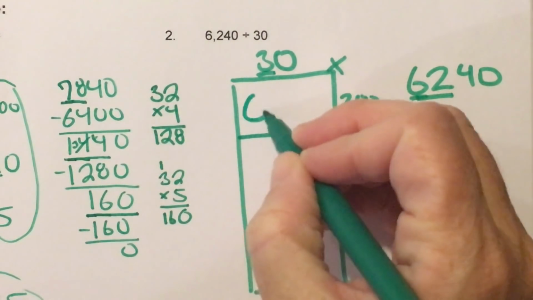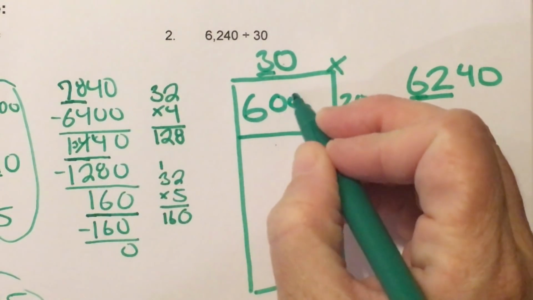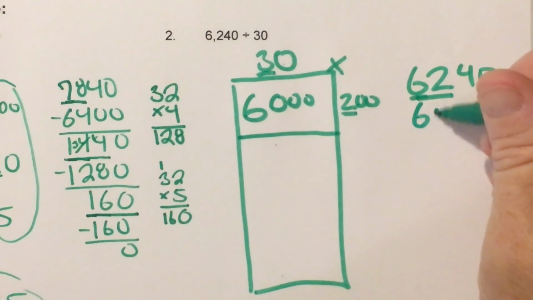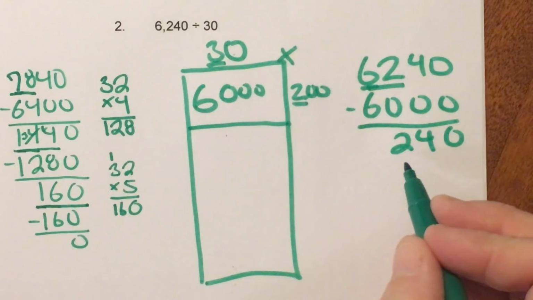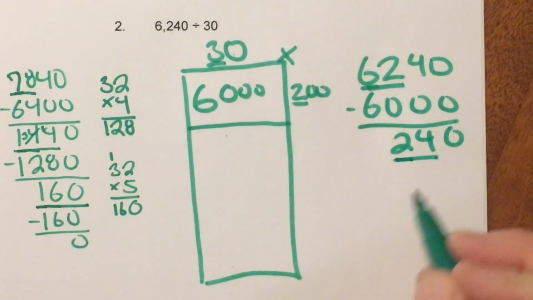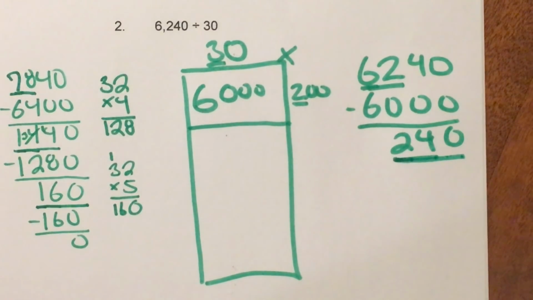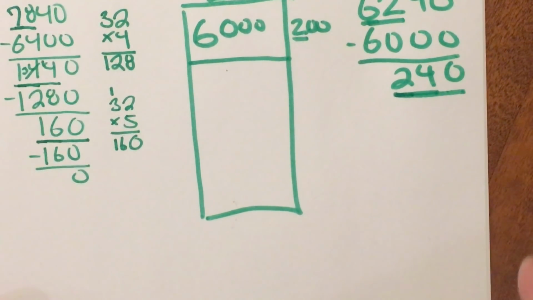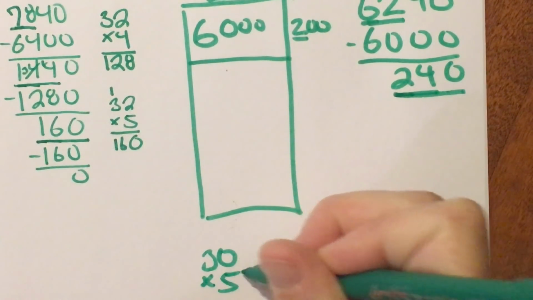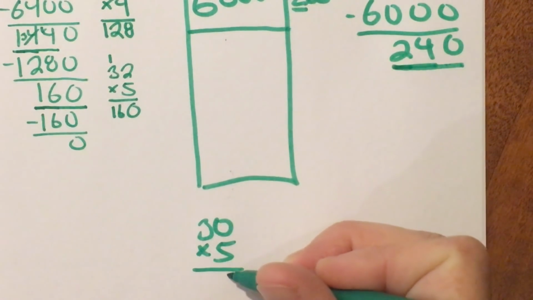So 3 times 2 is 6, and I have 1, 2, 3 zeros this time. So let's see what happens when we subtract. I am getting 240. Okay, so 30 cannot fit into 2. It cannot fit into 24, but it can fit into 240. So you could try counting by 30s, or you could maybe take a guess. If you can't count by 30s, let's just try 5. I'm going to do some side work down here because I'm running out of space. What's 30 times 5? 5 times 0 is 0.